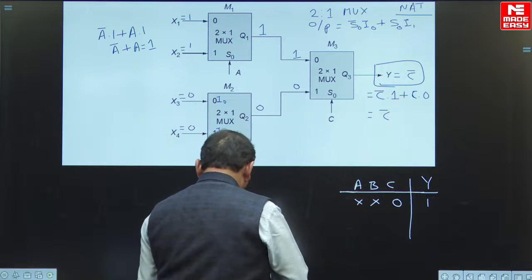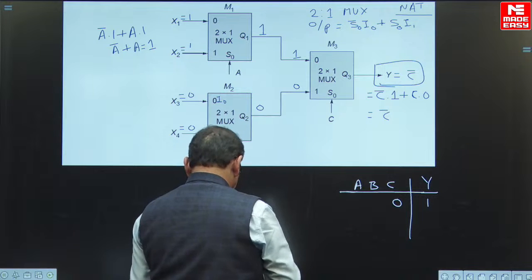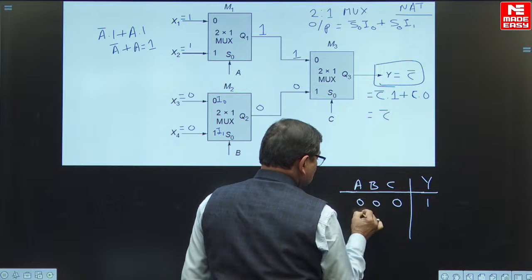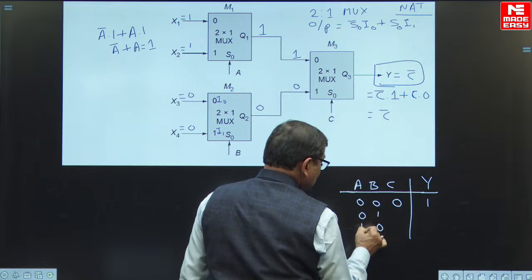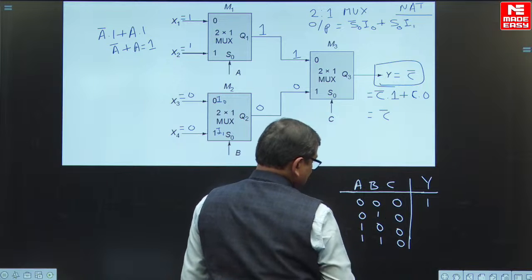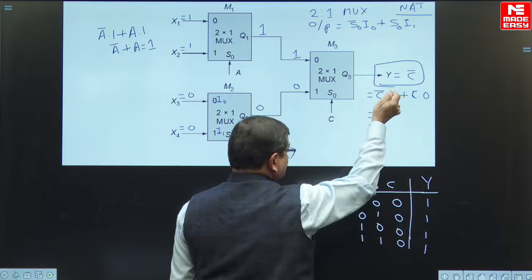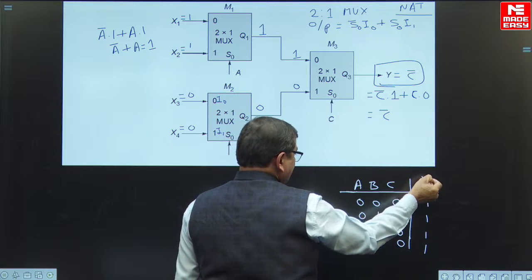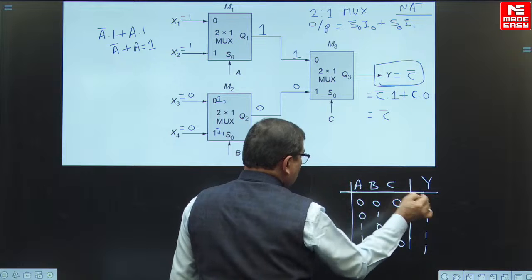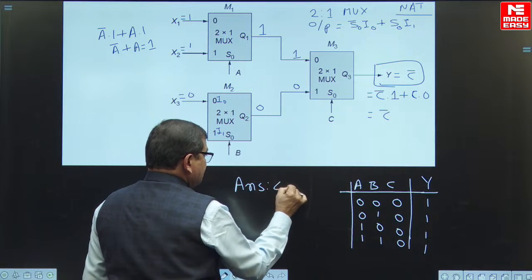So based on this, how many combinations are there where the output Y is 1? A and B may be any value: 0,0, or 0,1, or 1,0, or 1,1. For all these combinations, of course, C must be 0. For all these combinations, the overall circuit output, that is the function output, which I name Y, will be 1. So for these four combinations the output is 1. So the answer is 4.